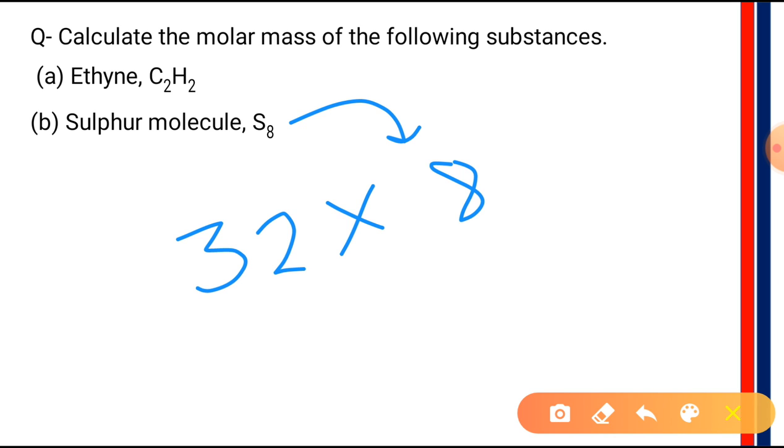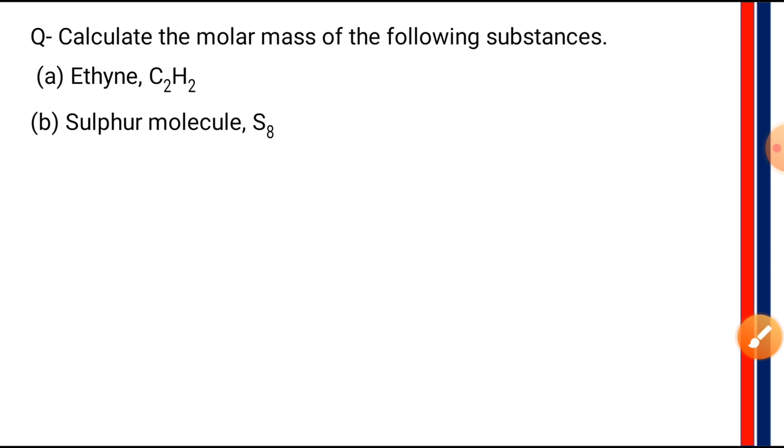So in this manner we have done all the numericals. Just three formulas we have to stress, and molar mass will be part of it. So you have to learn how to calculate molar mass.